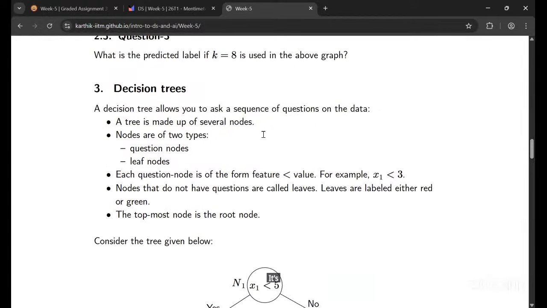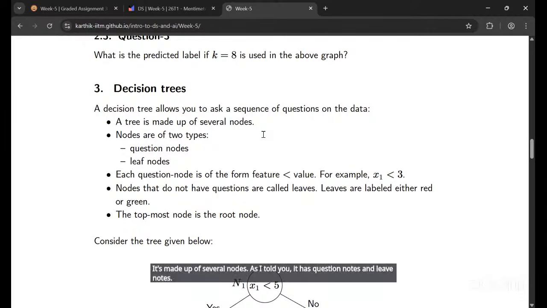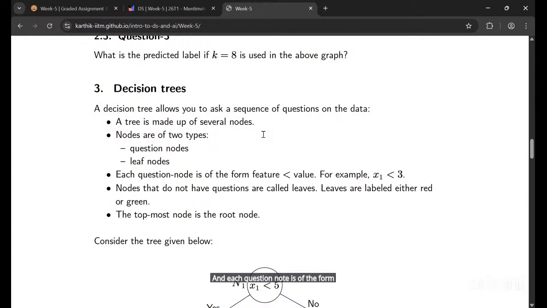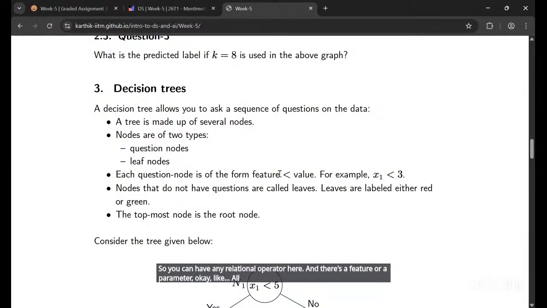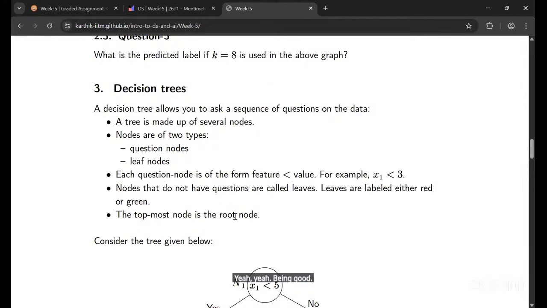It's made up of several nodes. As I told you, it has question nodes and leaf nodes. Each question node is of the form of a feature less than a value, or basically a condition, so you can have any relational operator here. The feature or parameter is like all the columns that you have in your training set. Nodes that do not have questions are the leaves, and leaves are what give you the final answer.